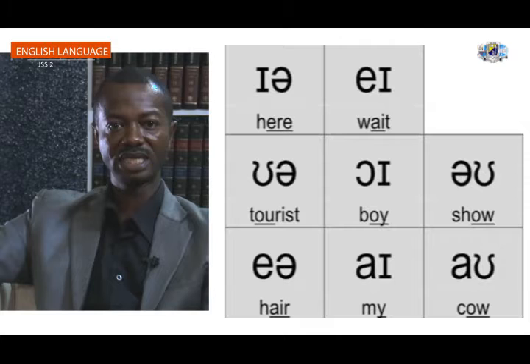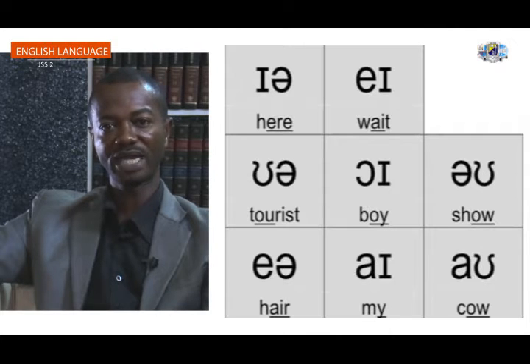A diphthong is a sound that is produced by combining two pure vowel sounds. That is to say that a diphthong is a vowel sound containing two pure vowels. We have altogether in English 8 diphthong sounds, and I'm going to be looking at all the 8 diphthong sounds. We have the diphthong E, E combining with the schwa, like you have in here, like you have in fear, like you have in near.